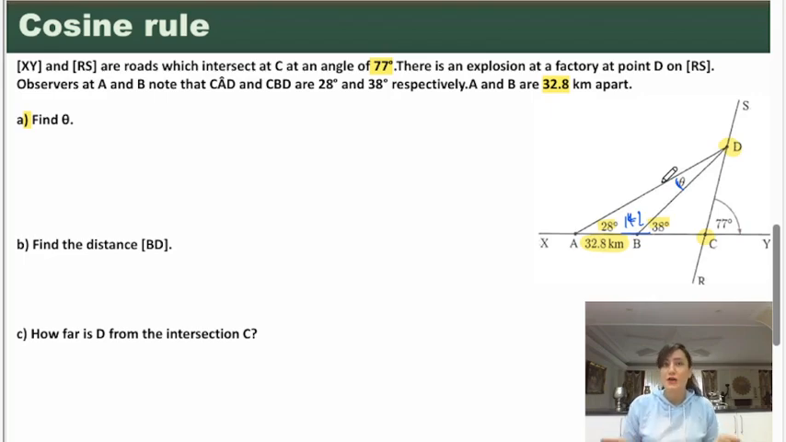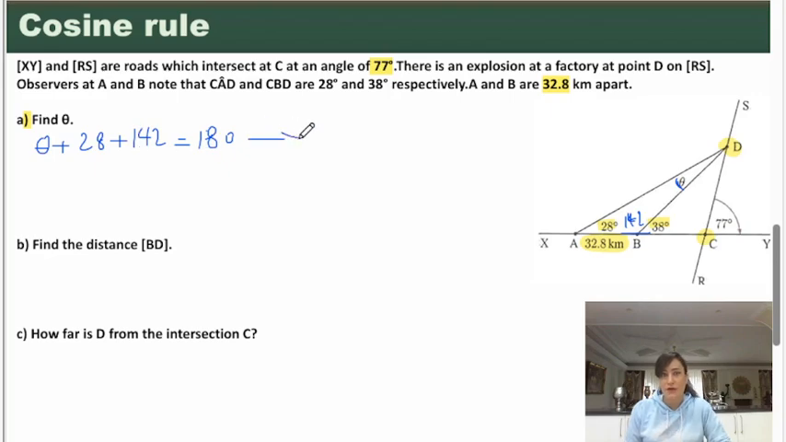up to 180. So I use it and say theta plus 28 plus 142 equals 180. And we know 28 plus 142 equals 170. So if I bring it to the right side, it gives me 10. So theta is 10. We are done for part A.